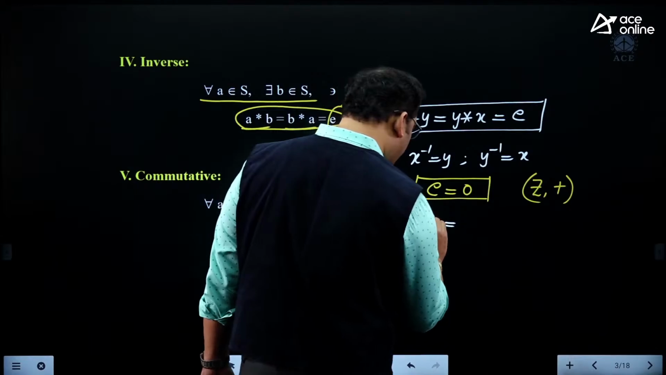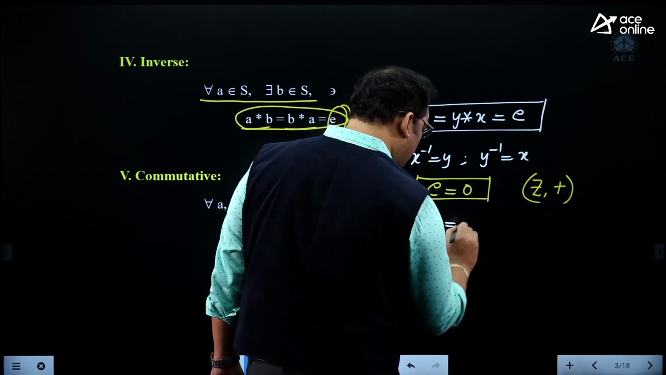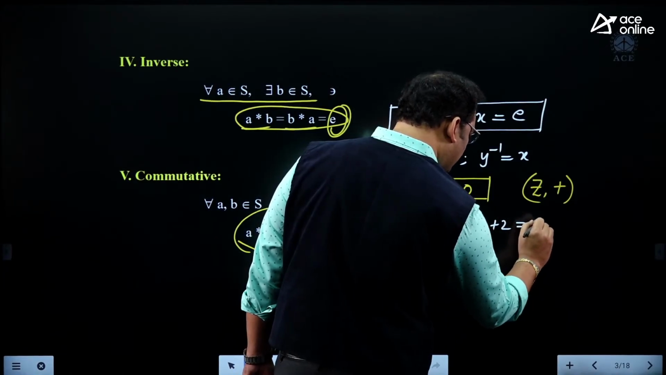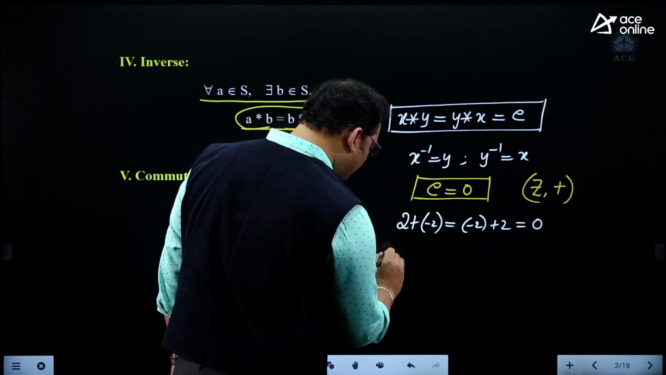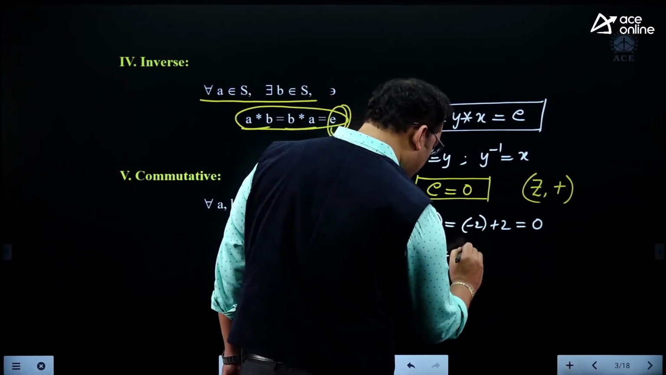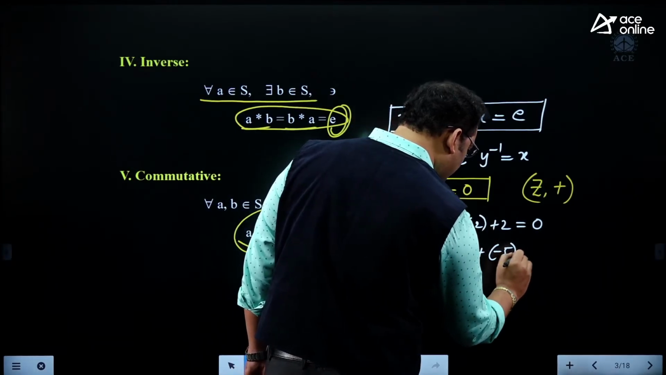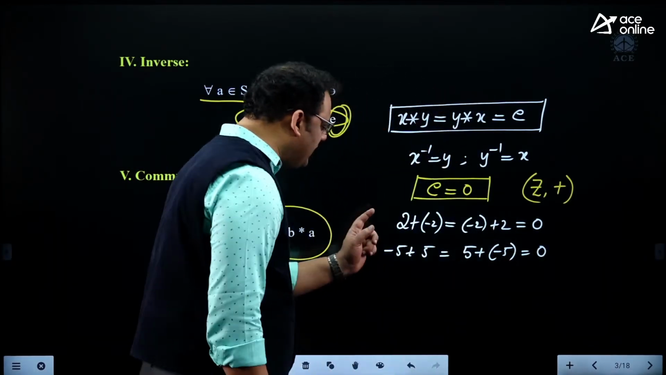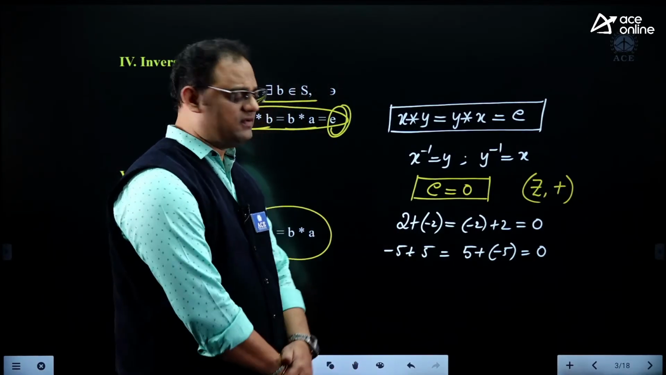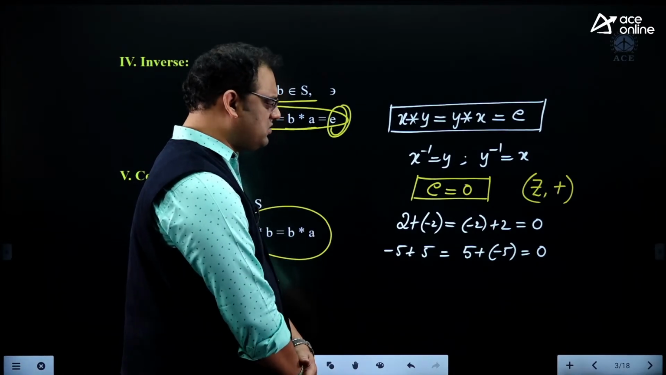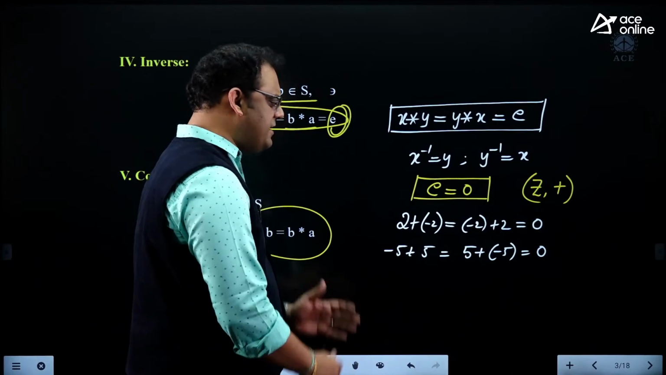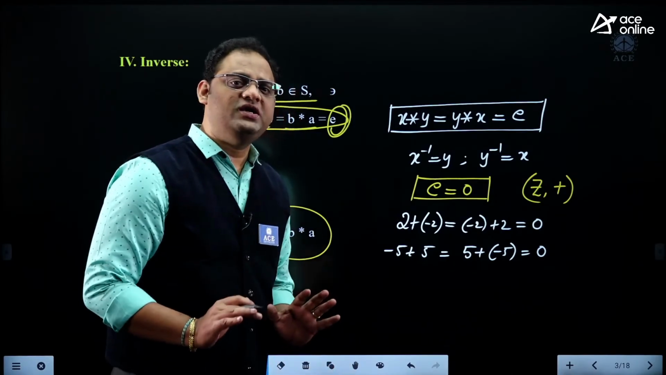Yes, I hope you got it. 2 plus minus 2 and minus 2 plus 2 results in the identity element 0. In a similar way, if your element is minus 5, then minus 5 plus 5, or 5 plus minus 5, is equal to 0. So the inverse of minus 5 is plus 5. Like this, every element has an inverse. And the inverse of the identity element is itself. E inverse is E only. 0 inverse is 0.